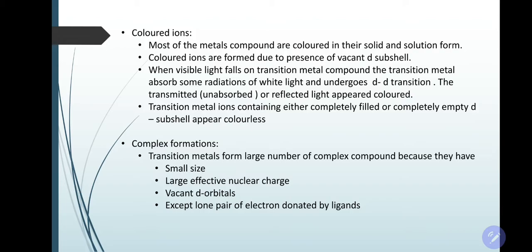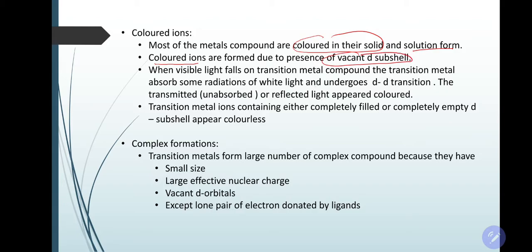Now, colored ions. We have seen that d block elements show colored ions. What do you understand by colored ions? Why do they show mostly colored ions? They are colored in both their solid and solution form. Why can you observe the color? This colored ion is formed due to vacant d orbitals.